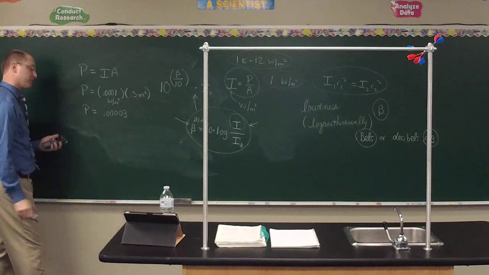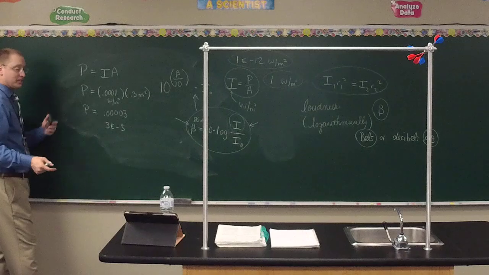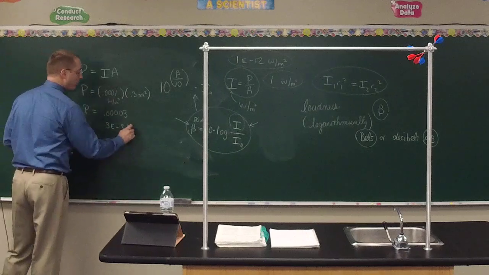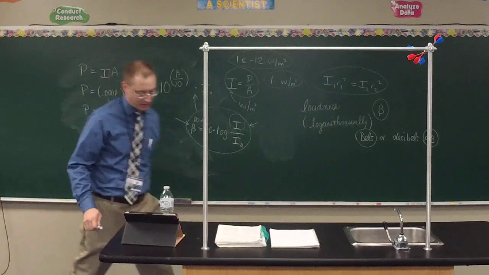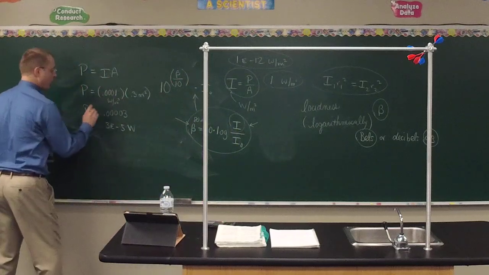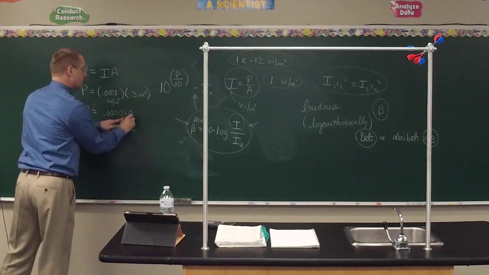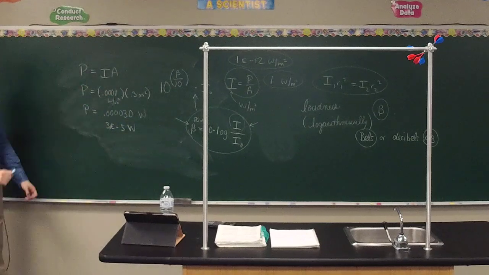0.00003. So we're now up to 4 zeros, or we could say 3e negative 5, and notice power is simply measured in watts. 3e negative 5 watts, or they got two sig figs, so I guess I'd say 3.0, or 0.000030 watts. Either answer would be acceptable.